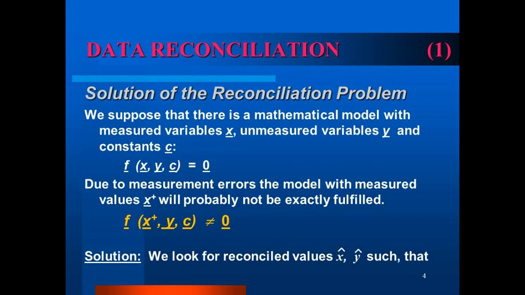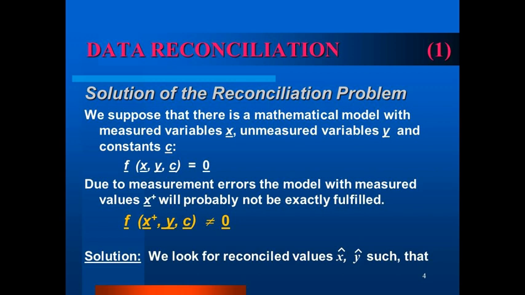Data reconciliation is based on mathematical modeling. Further on we will suppose that the model is formed by a system of nonlinear algebraic equations in the implicit form. In the model, three kinds of variables are used, namely measured variables, unmeasured variables, and constants. Such a general model comprises typical engineering models like mass and energy balances or thermodynamic functions.